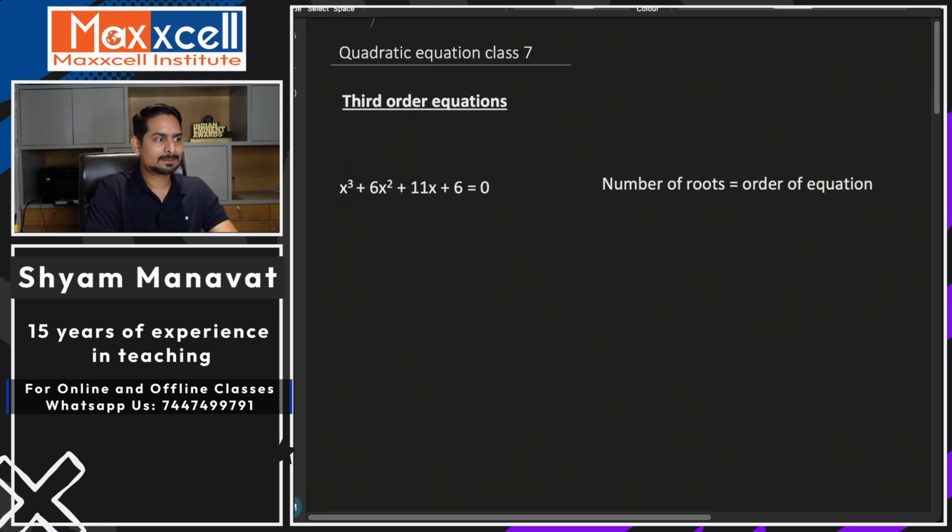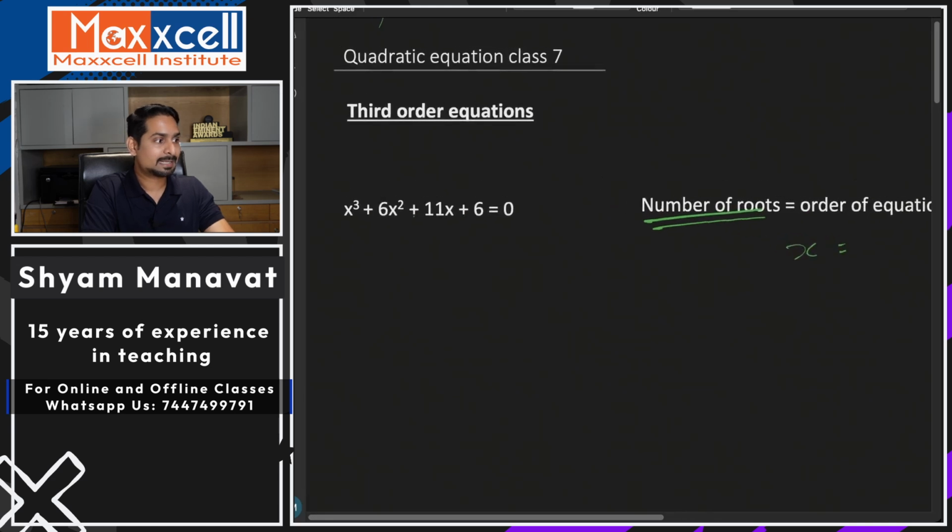So how many roots shall we get for this particular equation? Yes, we should get 3 roots. Roots means the values of x. You will get 3 values of x. Yeah, 3 different values of x. I don't know what those values will be, but you will get 3 values of x.